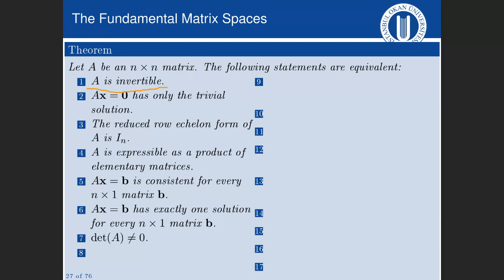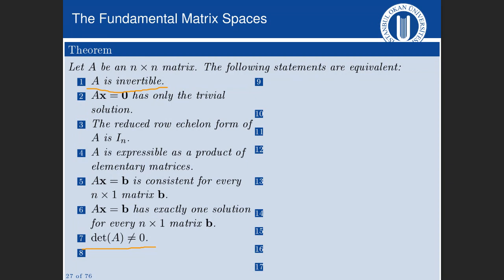A is invertible if and only if AX equal to 0 has only the trivial solution. And that's true if and only if the reduced row echelon form of A is the identity matrix. That's true if and only if A is expressible as a product of elementary matrices. That's true if and only if AX equal to B is consistent for every n by 1 matrix or vector B. AX equal to B has exactly one solution for every n by 1 matrix B or every vector B. And that's true if and only if the determinant of A is not equal to 0. These we've seen before.